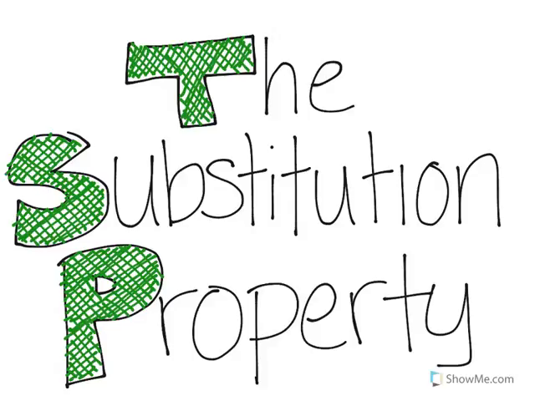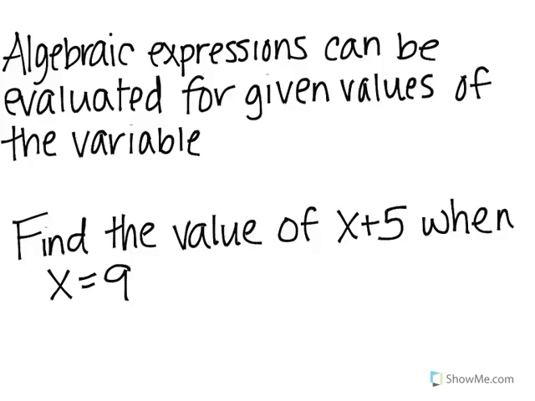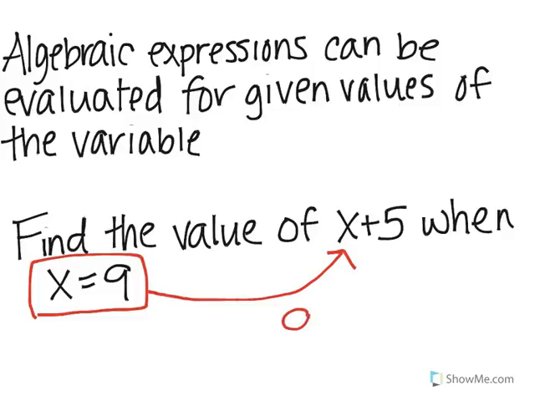Okay, the substitution property. Let's get right into it. Algebraic expressions can be evaluated for given values of the variable. For example, find the value of x plus 5 when x equals 9. So to solve that, we know that x equals 9. All we do is take that and plug it into there. So instead of x plus 5, we're going to have 9 plus 5, which equals 14.